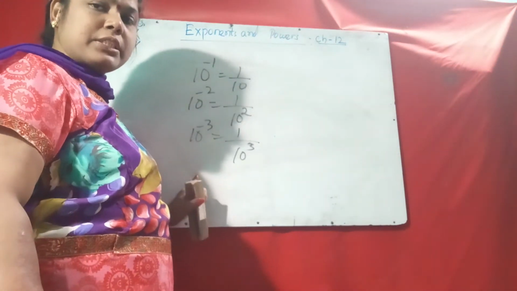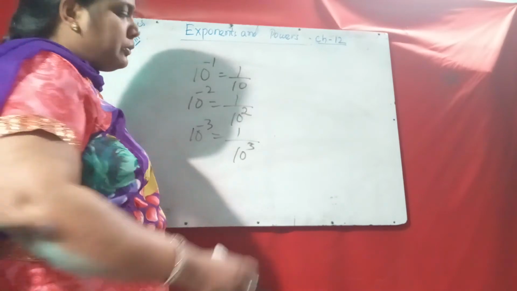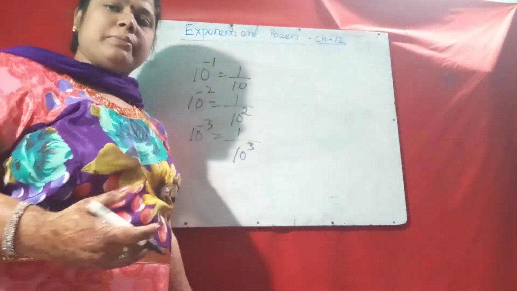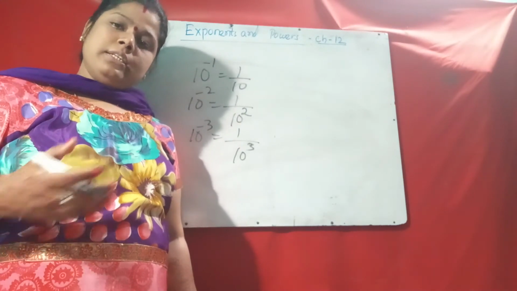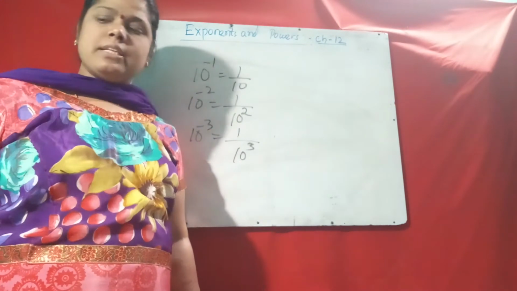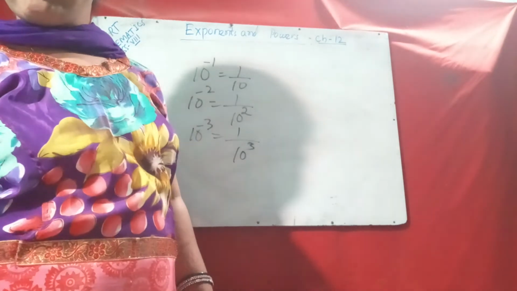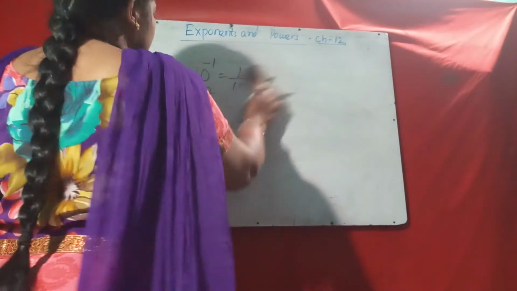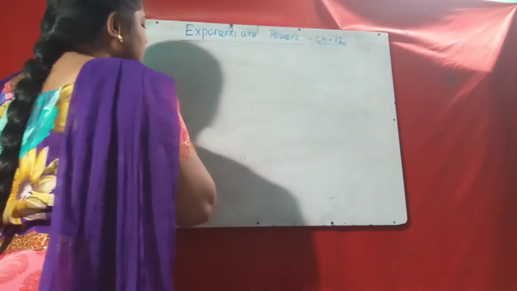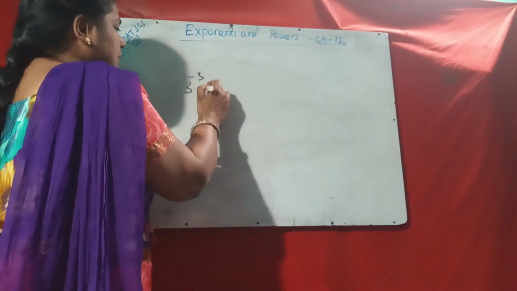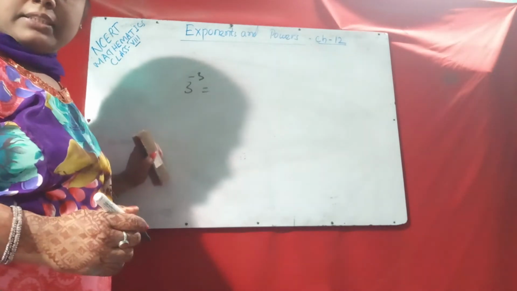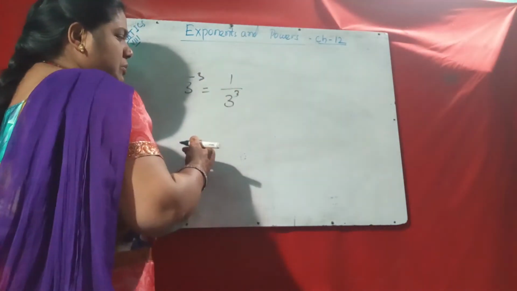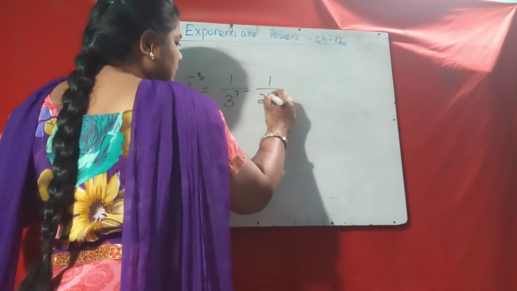And if the exponential form is in negative form, you have to divide 1 by the positive power, and then you can solve in this procedure. Suppose 3 to the power minus 3. That means 1 by 3 raised to the power 3, that is 1 by 27.